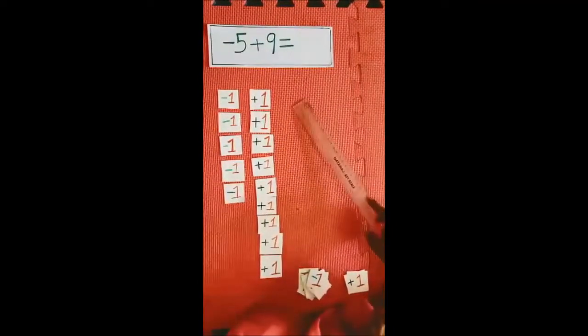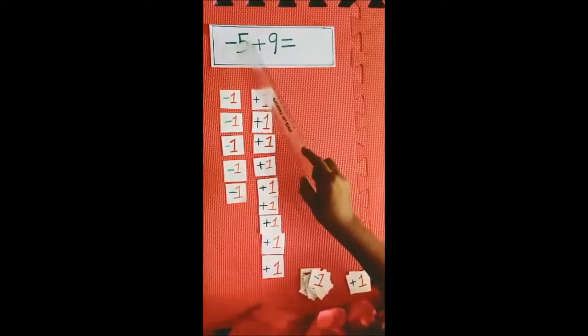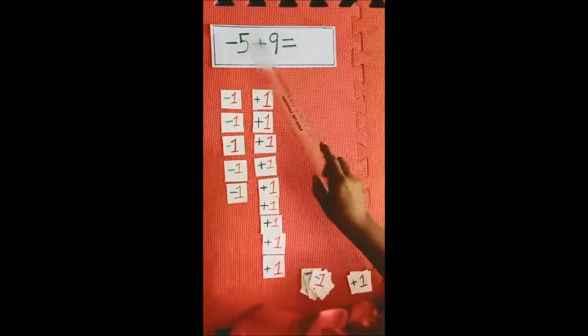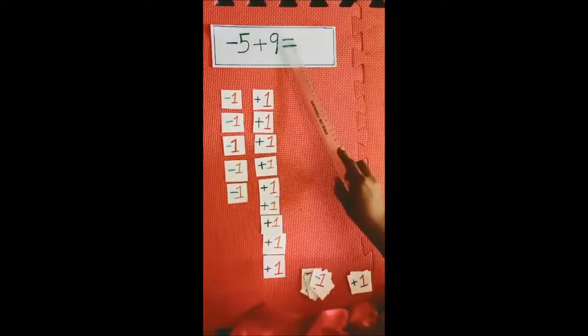Let us see the first sum. Minus 5 plus 9. We have to evaluate these two integers. One is a negative integer and another one is a positive integer.